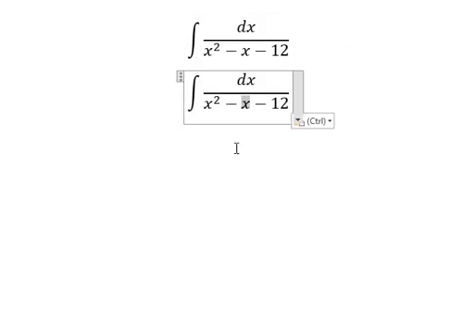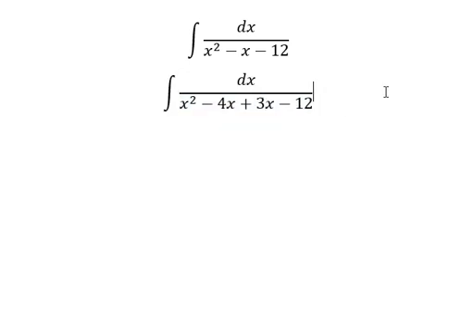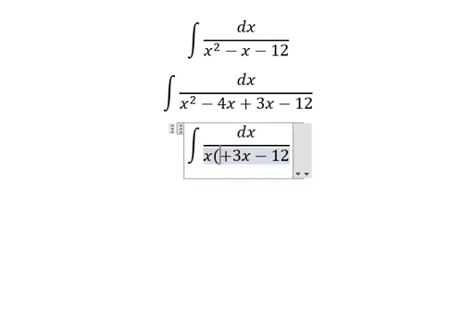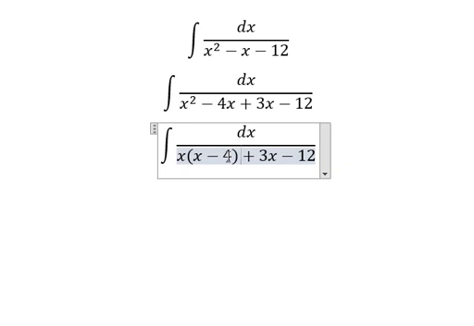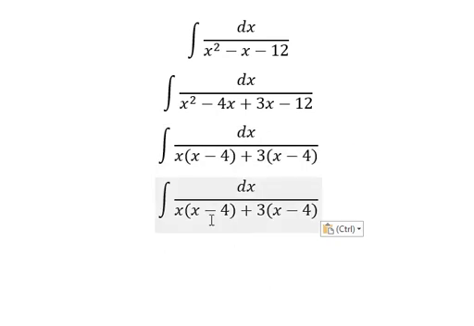Negative x we can change for negative 4x plus 3x. So we can do about factorization by x. This one by number 3. Now we can do another factorization by s minus number 4.